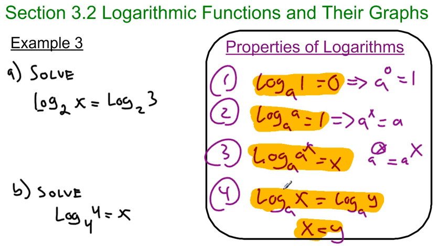Which one of these properties can we apply to solve for x? The fourth one, right? Because look, they have the same base too, so all I do is say x equals 3. And that's all you do, because they have the same base, just like this property right here. So that's it. We're done. We just solved for x.